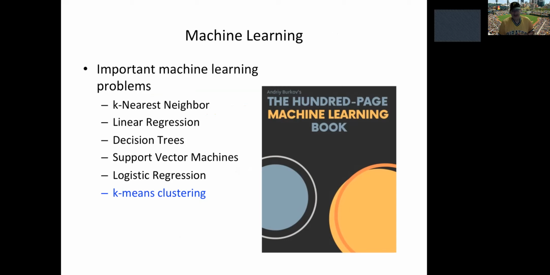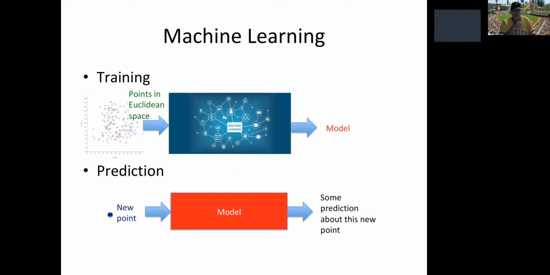So here's an example of some important basic machine learning problems, and our paper is focused on one of these, k-means clustering. All of the standard machine learning problems fit in the following format. There's a training phase and a prediction phase. In the training phase, the input is a bunch of points in Euclidean space, and the output is a model. In the prediction phase, later a new point is given to the model, and some prediction is made about this new point.